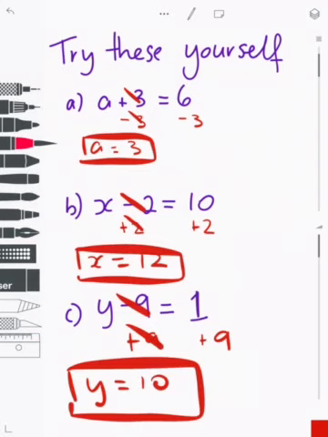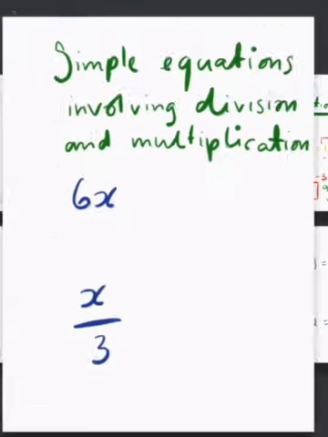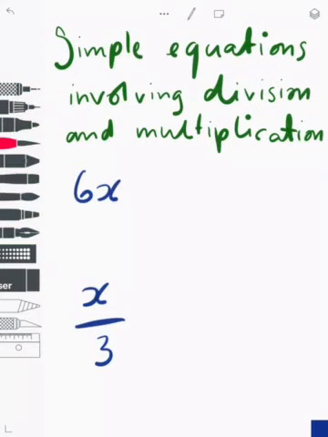Now that we've dealt with addition, or sorry, plus and minus, or addition and subtraction, let's go on to division and multiplication. So, simple equations involving division and multiplication. To begin with, we need to go back to algebra so that we can understand the syntax, or the way we write certain things. Firstly, there I have 6x.